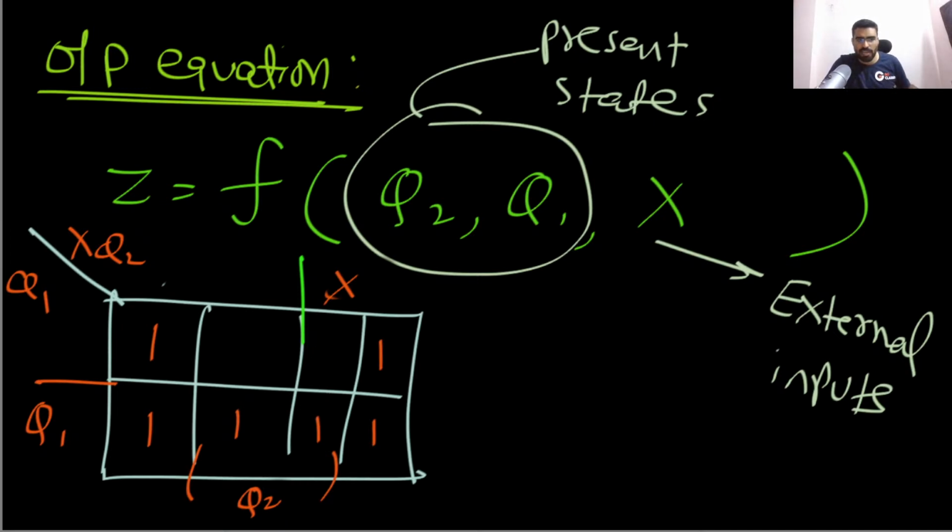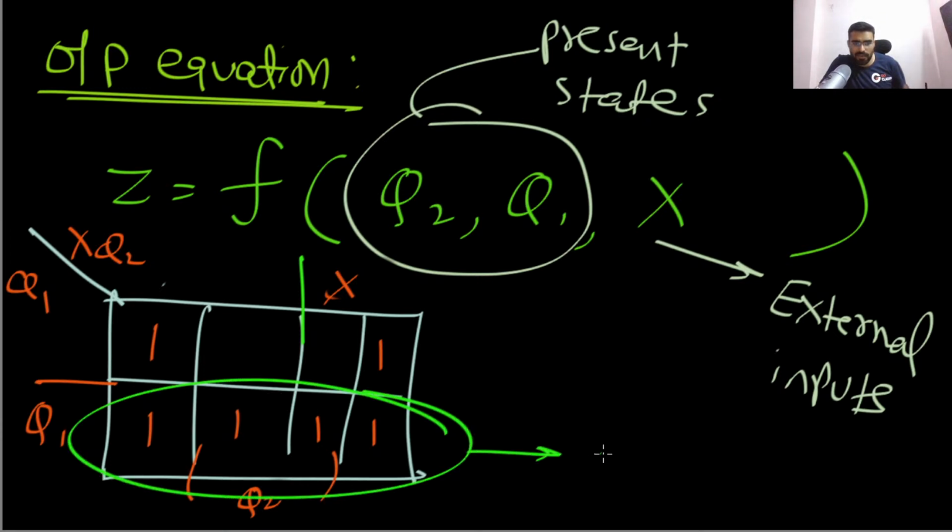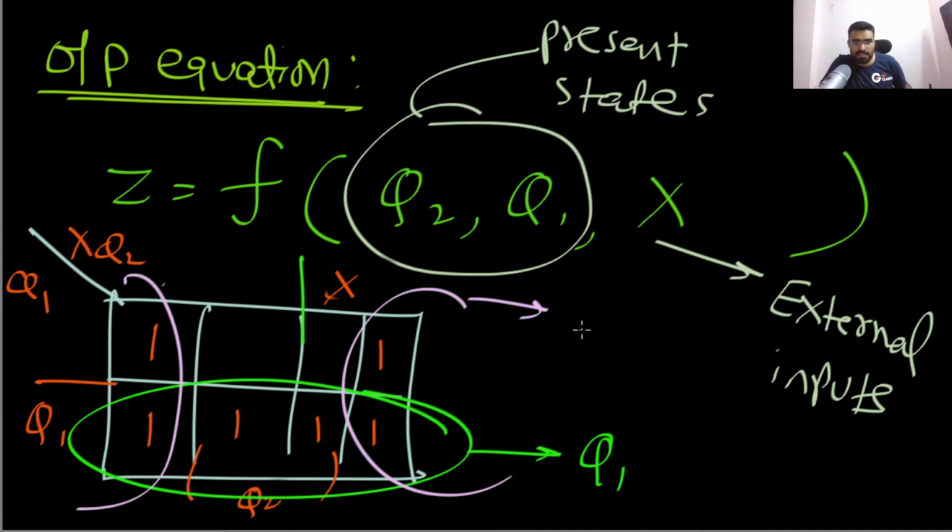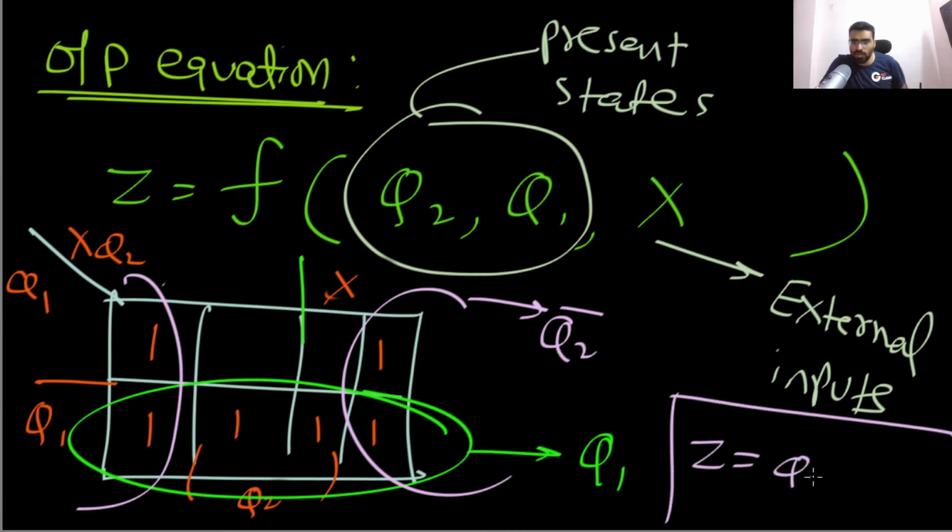Your K-map will be this. From this K-map, you can make one cube like this, that will be Q1, and you can make another cube like this, that will be your Q2 bar. So tell me, Z equal to what? Z equals Q1 or Q2 bar.